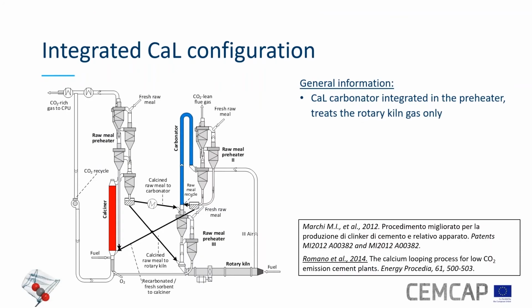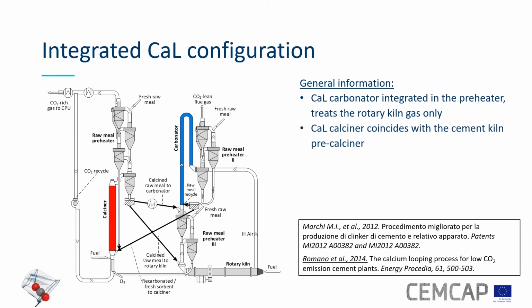The integrated calcium looping configuration is shown in this slide, in the figure on the left. And basically, the main idea is that the carbonator is integrated into the preheater of the cement kiln, and it captures the CO2 which is originated from the rotary kiln. So the rotary kiln off-gas is partly cooled in a two-stage preheater, as you see on the right-hand side of the figure, and then this gas enters the carbonator where CO2 is captured.